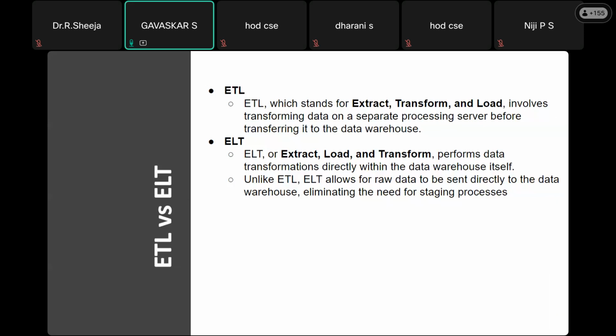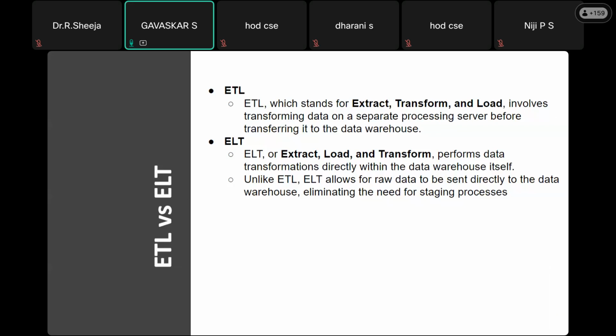So I will be focusing on data warehouse, which is used in Alibaba Cloud. And you see the difference between ETL and ELT is in ETL, we are processing the data, or transforming the data, in a separate server. And finally, after transforming the data, we are transferring the data to the data warehouse.